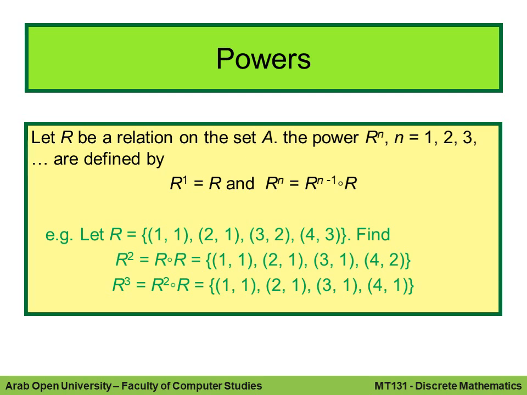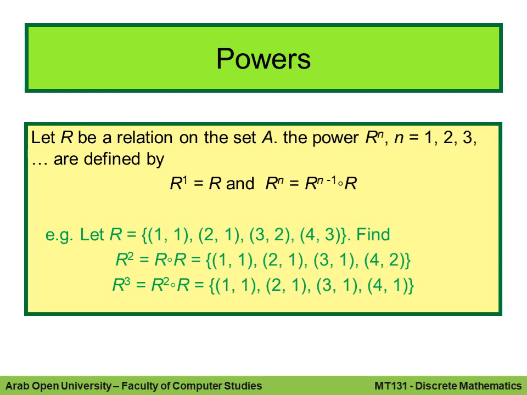This is by construction. Start with R1, which is the relation you start with, and then the next power would be the previous power composed with R. Here is an example. R has the ordered pairs 1, 1, 2, 1, 3, 2, 4, 3. R squared is just R composed with itself, and this is what you get: 1, 1, 2, 1, 3, 1, and 4, 2. What about R3?